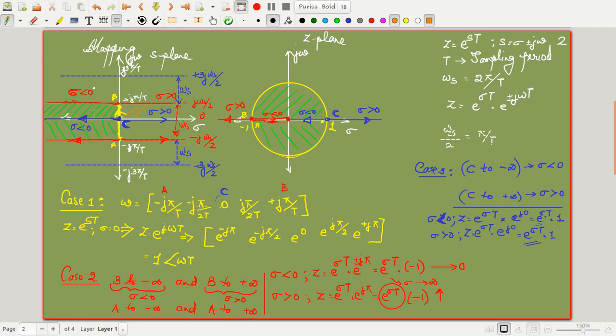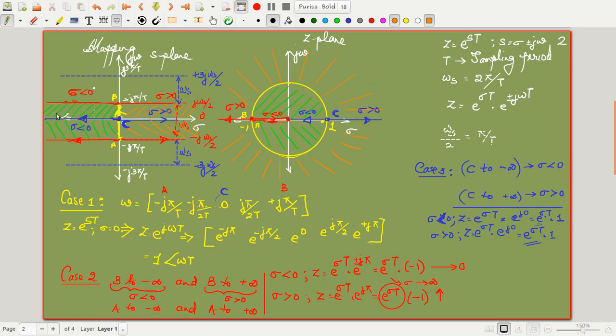The top portion, where will it be mapped to? Top portion, we know this, we have this line, and this line. The top portion will be mapped here to the outside of the imaginary axis, and the bottom portion of this part will be mapped to the outside of this unit circle, this part of the unit circle. So what can we conclude from this? What is the conclusion out of this?